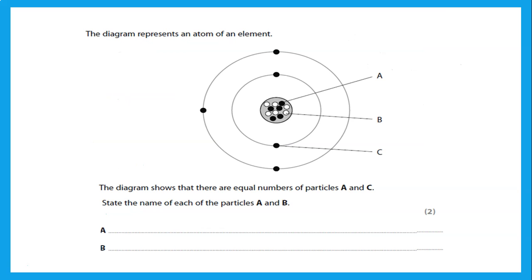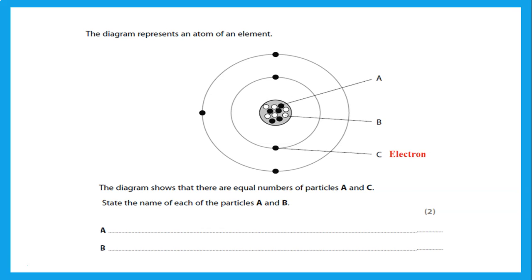Okay, this question says the diagram represents an atom. The diagram shows that there are equal numbers of A and C. So, what is C? C is the particle revolving around the nucleus, so C is the electron. So what would be A? If A has the same number as C, we said the number of electrons is equal to the number of what? Of protons. So A is a proton, and that means the other one inside the nucleus must be the neutron.